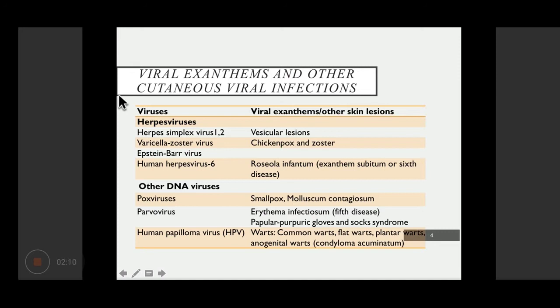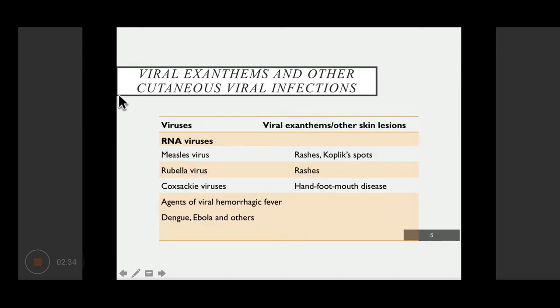Then there are other DNA viruses, which include pox viruses such as smallpox and molluscum contagiosum, parvovirus which causes erythema infectiosum, also known as 5th disease, and HPV, the human papilloma virus, which causes various forms of warts or condyloma acuminata. Then we also have certain RNA viruses like measles virus, rubella virus, Coxsackie virus, and sometimes even the arboviruses such as dengue. Ebola is not an arbovirus, but similar viral hemorrhagic fevers, including arboviruses and other viruses, can cause viral exanthems.